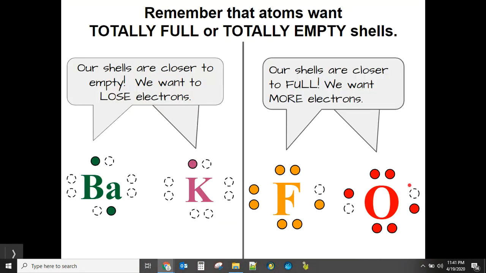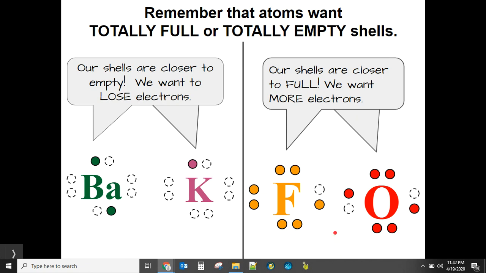Remember when we talked about valence electrons, that atoms want totally full or totally empty shells. So if you're an atom that lives on the left side of the periodic table, like barium or potassium, their shells are closer to empty. They want to lose electrons. So barium has 2 valence electrons, so it's closer to empty. So it wants to lose those 2. Potassium is even closer. It only has 1 valence electron, and so it's much easier for it to lose that electron to get an empty shell than to gain 7 more.